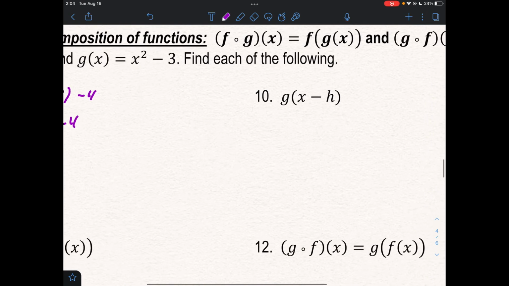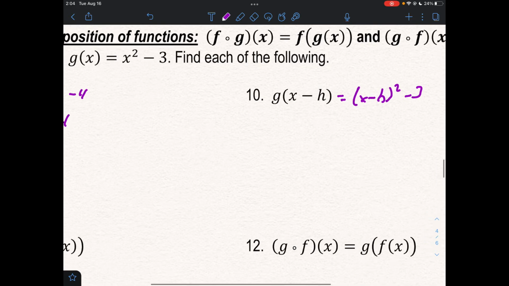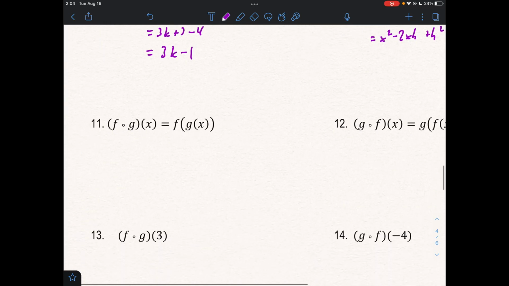g of x minus h, so that would be x minus h squared minus 3. That's x squared minus 2xh plus h squared minus 3. And there's nothing we can do to simplify that, so that's our answer.